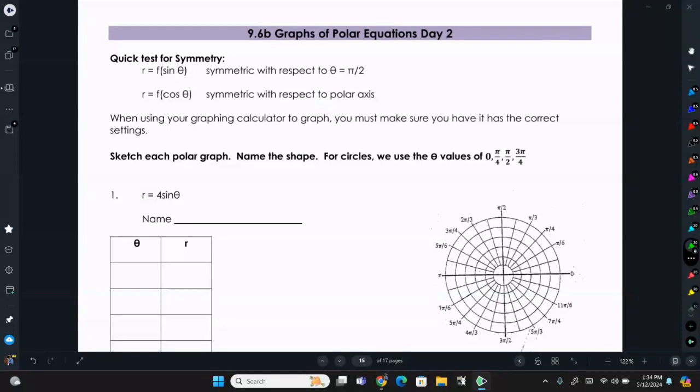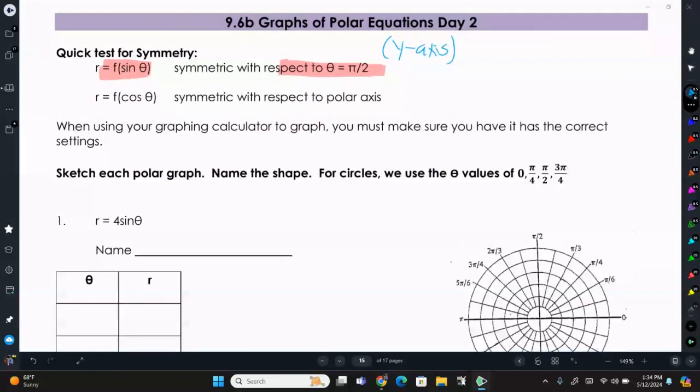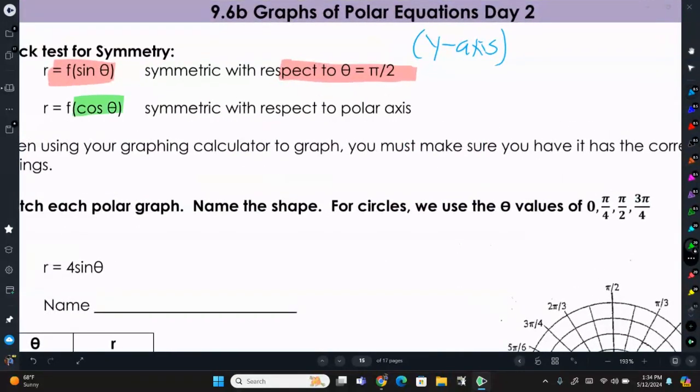So now that we've talked about the names of the polar graphs, what we're going to do now is actually graph them using our graphing calculator. Now we talked about symmetry the other day, how sine graphs are symmetric to the y-axis or pi over 2. And that was the y-axis. And how the cosine graphs are symmetric to the polar axis, which was the x-axis.